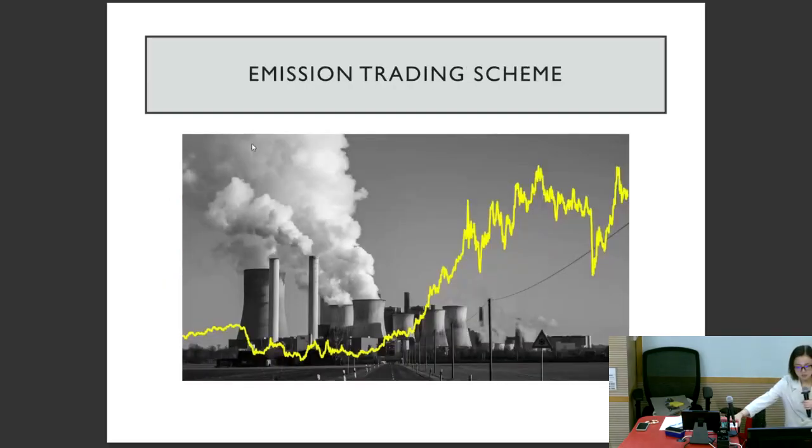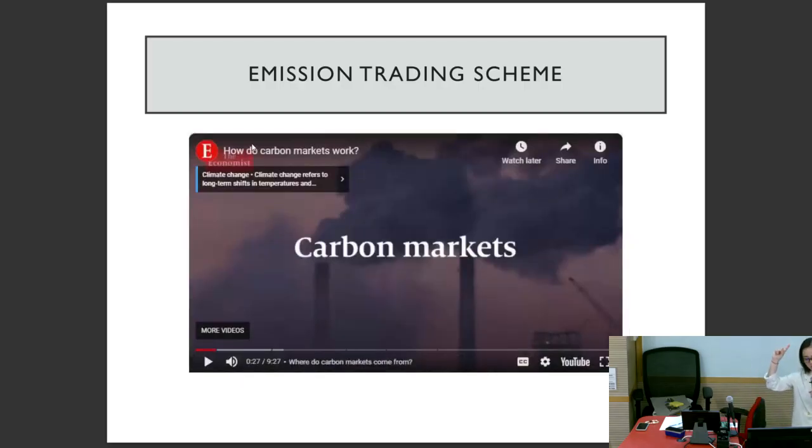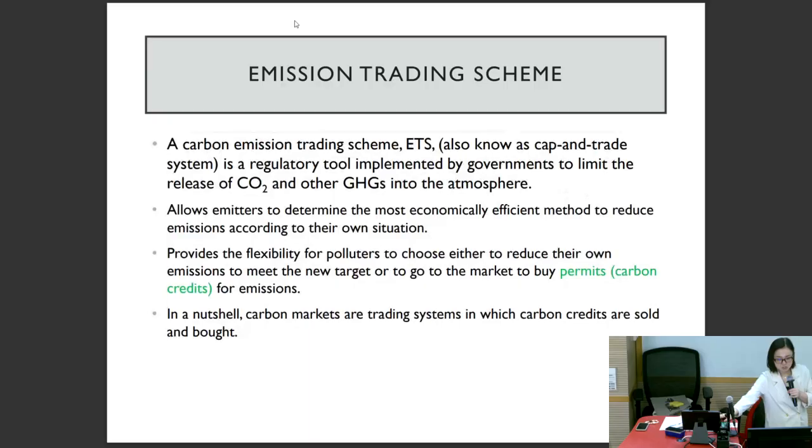The next one would be the emission trading scheme. This is also a video explaining the emission trading scheme, so please watch this video after the class. A carbon emission trading scheme, or we call it ETS, or cap and trade system. Cap means we limit the total emissions of carbon and allow the market to trade the allowance of emissions, so cap and trade, or emission trading scheme, ETS.